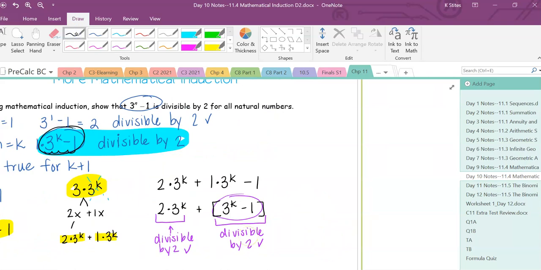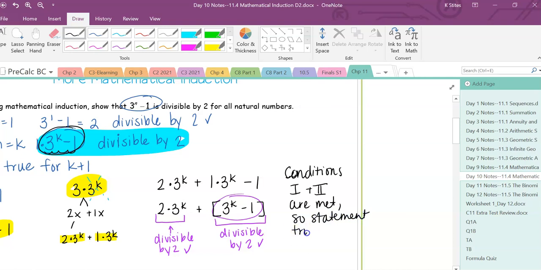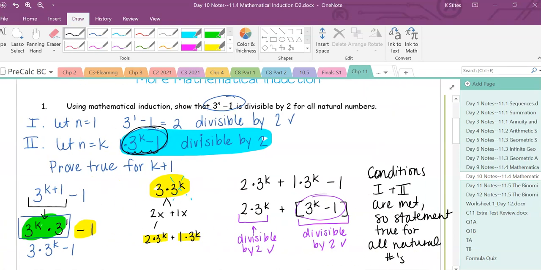And then we'll just go ahead and use our statement like we normally do. Conditions 1 and 2 are met. So the statement is true for all natural numbers. All right, so again, it is a little different. It involves some special thinking here.